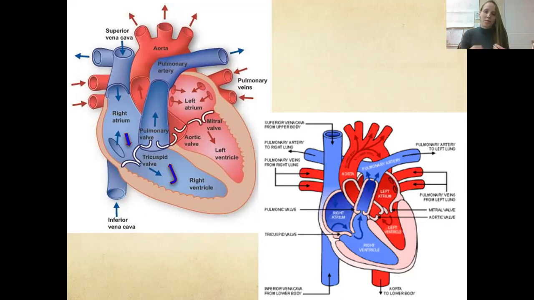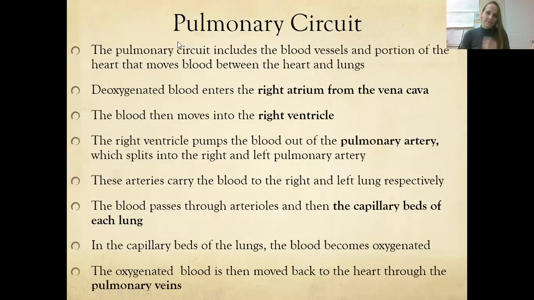Pulmonary means lung, so the pulmonary artery is going away from the heart towards the lung. The pulmonary veins are then coming back towards the heart from the lungs. So the blood is going to come in through the pulmonary veins into the left atrium, a little squeeze down to the left ventricle, and then a big squeeze out the aorta to the rest of the body. So the pulmonary circuit includes the part of that pathway that is moving blood between the heart and the lungs.